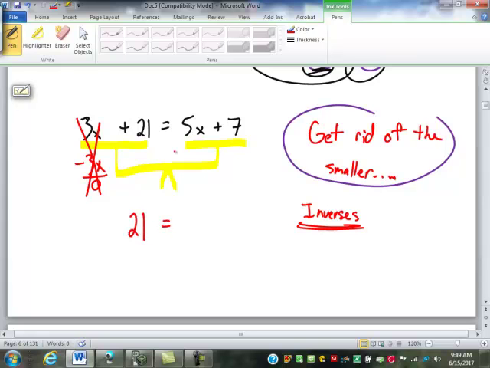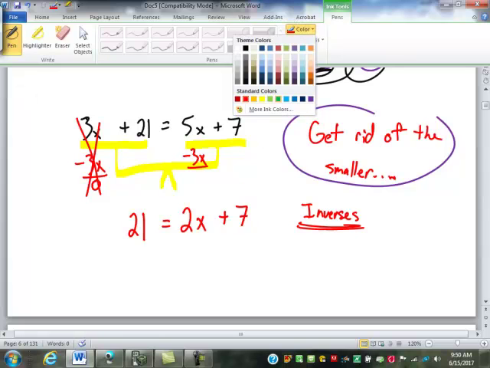Now again, just like our other equations, I did something to one side, so that scale is going to tip unless I do the exact same thing to the other side. I subtracted 3x from one side. I have to subtract 3x from the other side. Now I can only add or subtract things that have the same name, like terms. So what can I subtract 3x from over here on the right side? The 5x. 5x minus 3x is 2x, and I still have the plus 7.